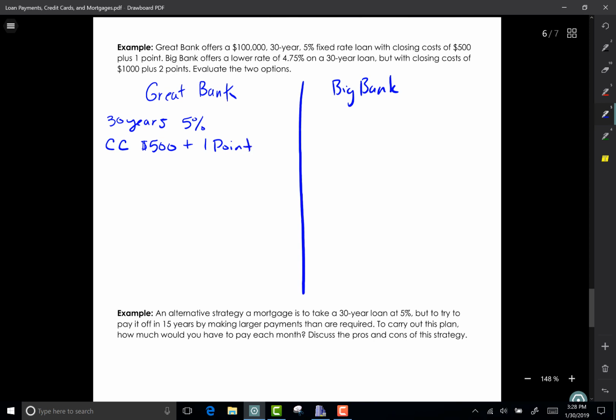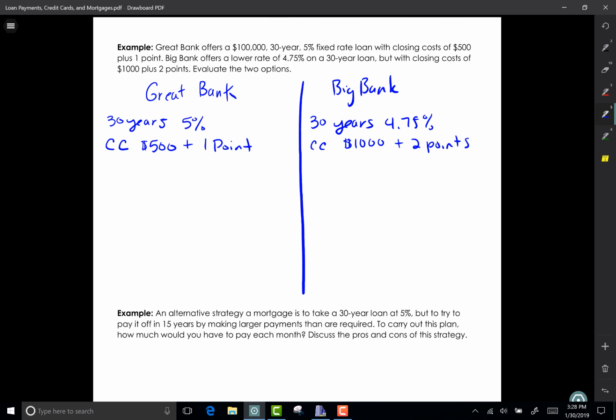Big Bank offers a lower rate of 4.75% over 30 years, but has a closing cost of $1,000 plus 2 points. And we're going to look at and compare each of the two options. Okay, I'll let you try it on your own, but for Great Bank, the monthly payment would be $536.82. So see if you can get that.